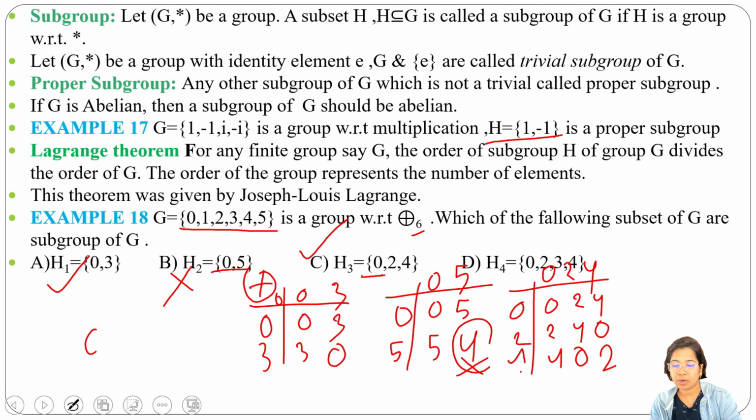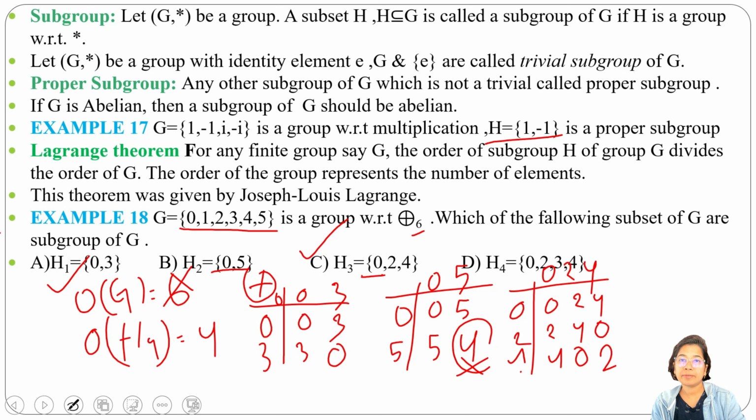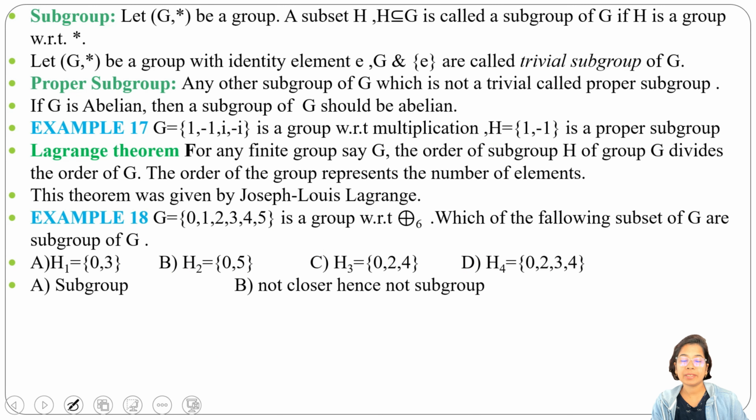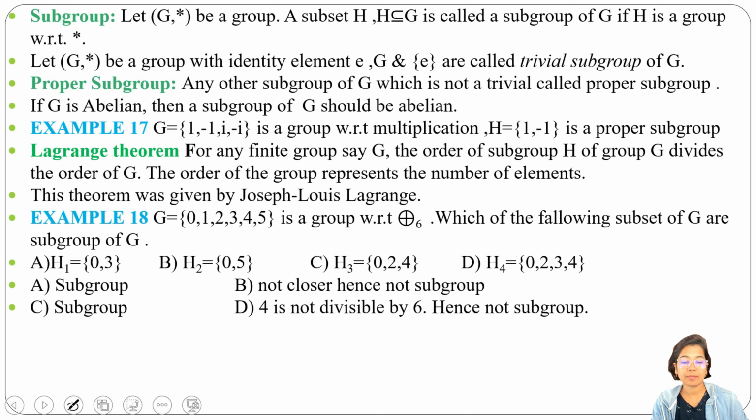Now H4, order of H4 is 4 and order of group is 6. So 4 does not divide 6. Hence H4 is not a subgroup. So order 2, order 3 can be subgroups, but order 4 cannot be a subgroup as 4 does not divide 6. So here we found option A and option C are subgroups, while option B is not a subgroup as it is not closed, and option D is not a subgroup as 4 does not divide 6. So order of subgroup should divide order of group according to Lagrange's theorem.